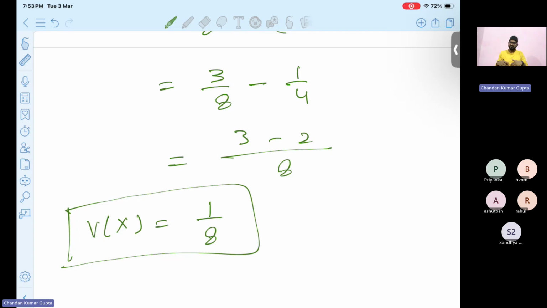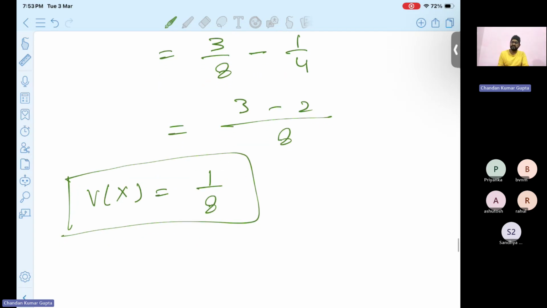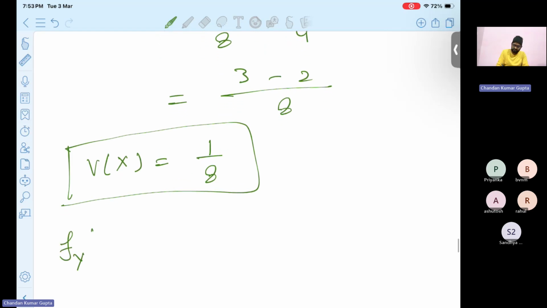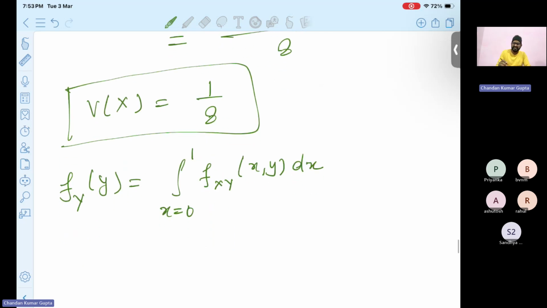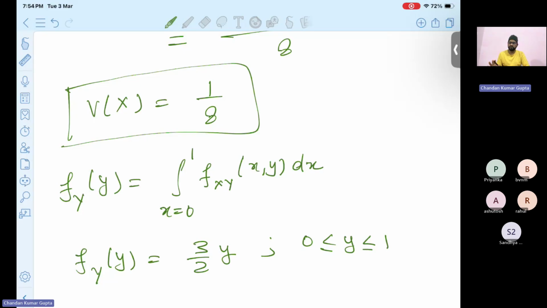In the same way, you can calculate the marginal of y. The marginal of y, with the range of x from 0 to 1, is the integral of f(x,y) dx. It again comes out to be 3 by 2 y, for y from 0 to 1.